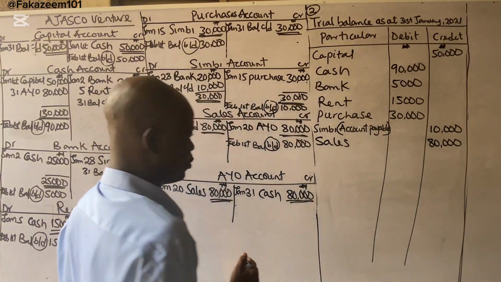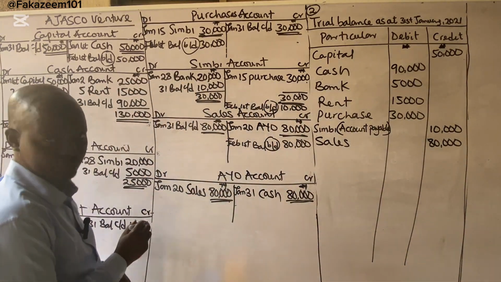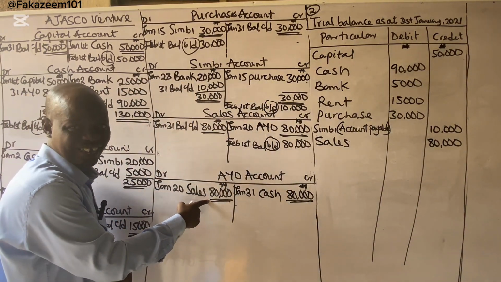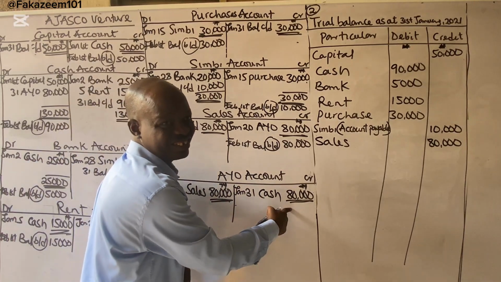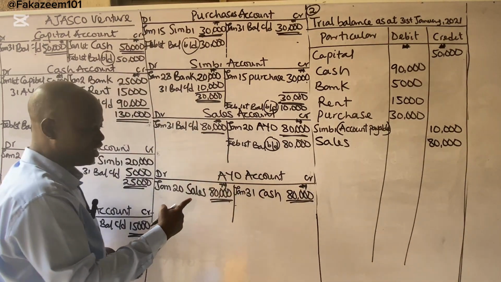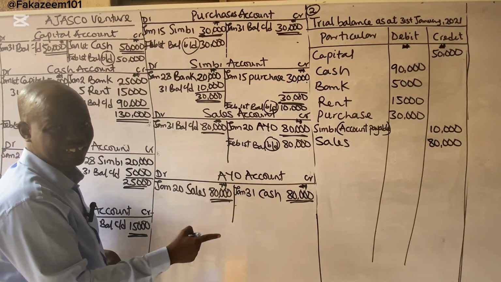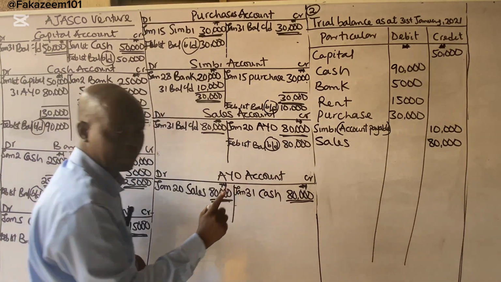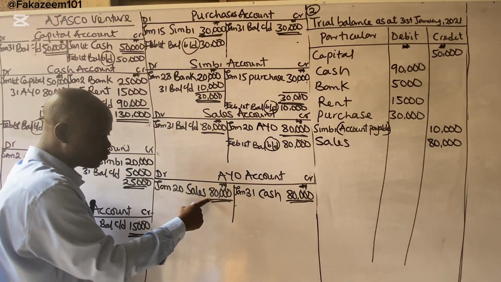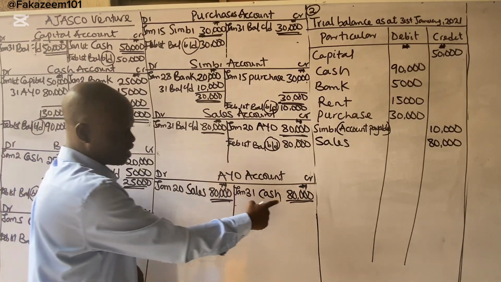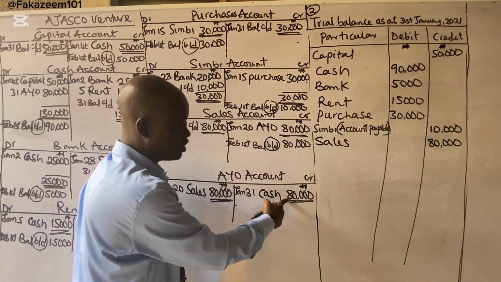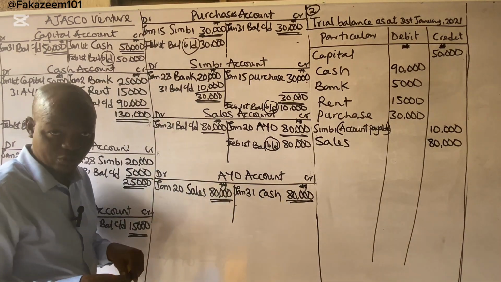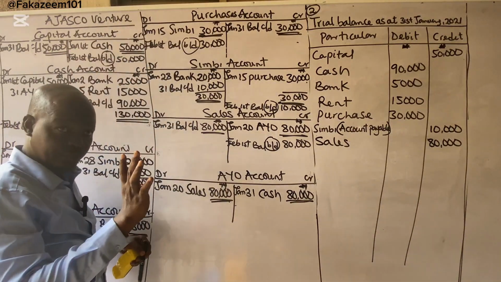And let's look at IO. In the case of IO, the debit side is 80, the credit side is 80. When you find a ledger that does not have balance carried down or balance brought down, why? Because the two sides are equal. What makes the two sides equal? They sold goods to Ayo on credit 80, and Ayo has paid them 80,000, meaning Ayo is neither a debtor or a creditor of Ajasco.